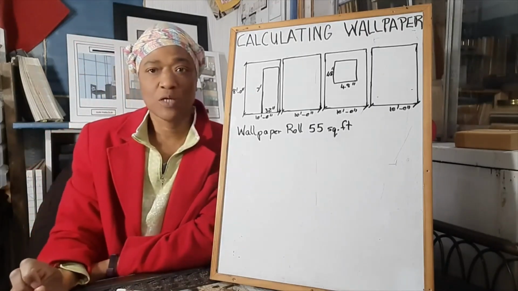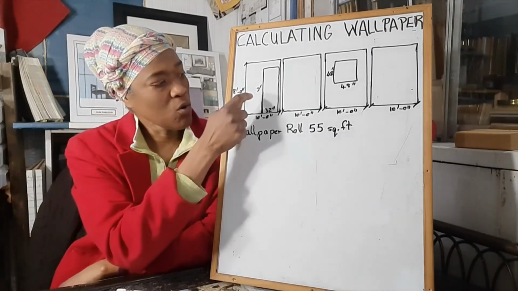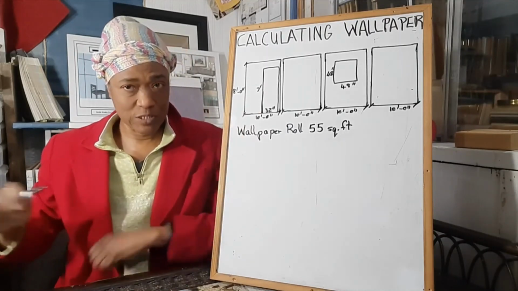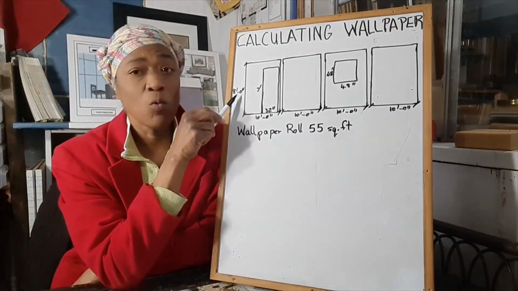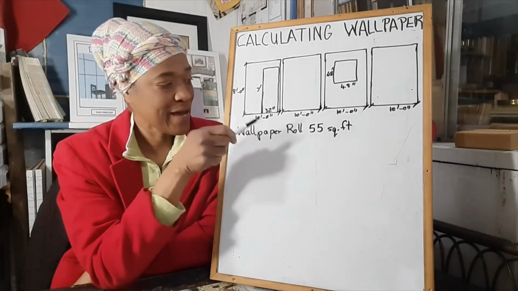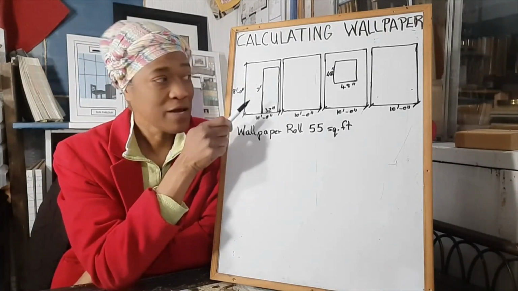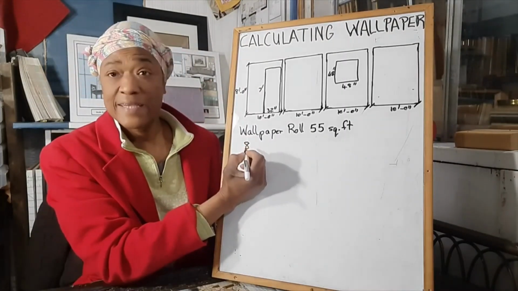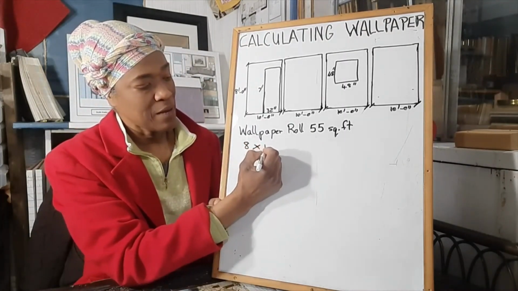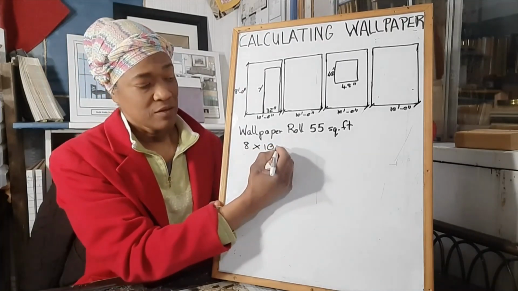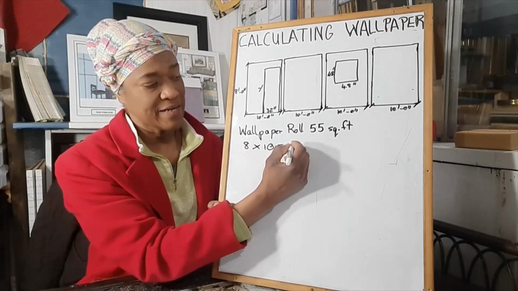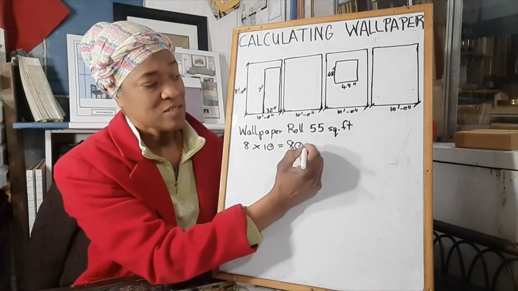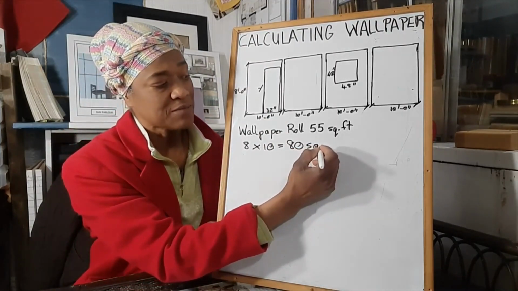The first thing we want to do is take our wall measurement and do the square footage. So if one wall is 8 feet high and 10 feet wide, the square footage of this wall would be 8 multiplied by 10. 10 eights are 80. So the one wall is 80 square feet.